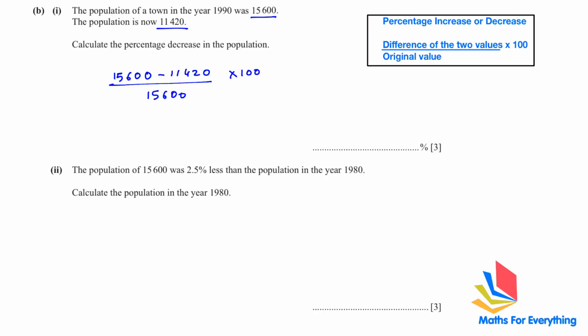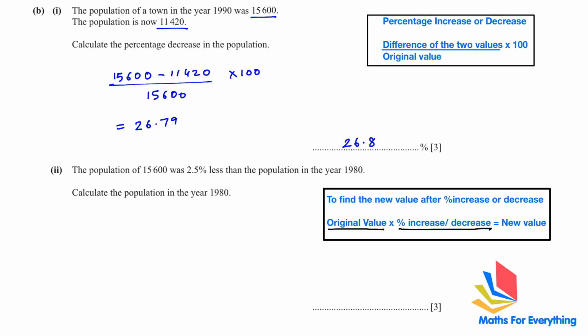And we will get the answer 26.79. We'll round it to 1 decimal place because we usually round to 3 significant figures. So that will give us 26.8%. B2. The population of 15,600 was 2.5% less than the population in the year 1980. Calculate the population in the year 1980.